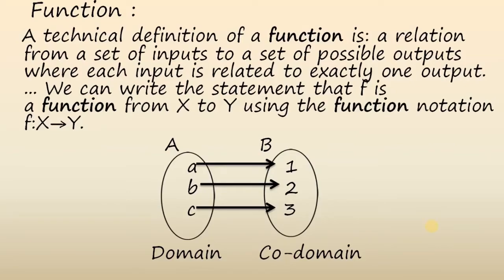There are three more terms: image, pre-image, and range. Let's see what image is. Here, it is also read as 1 is the image of A, or 2 is the image of B. And what does pre-image mean? It's just the opposite. So A is the pre-image of 1 and B is the pre-image of 2, or C is the pre-image of 3.